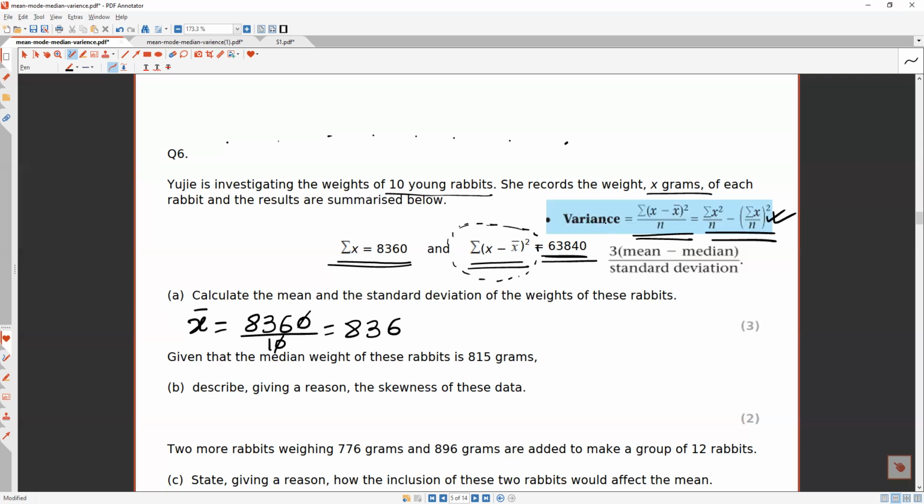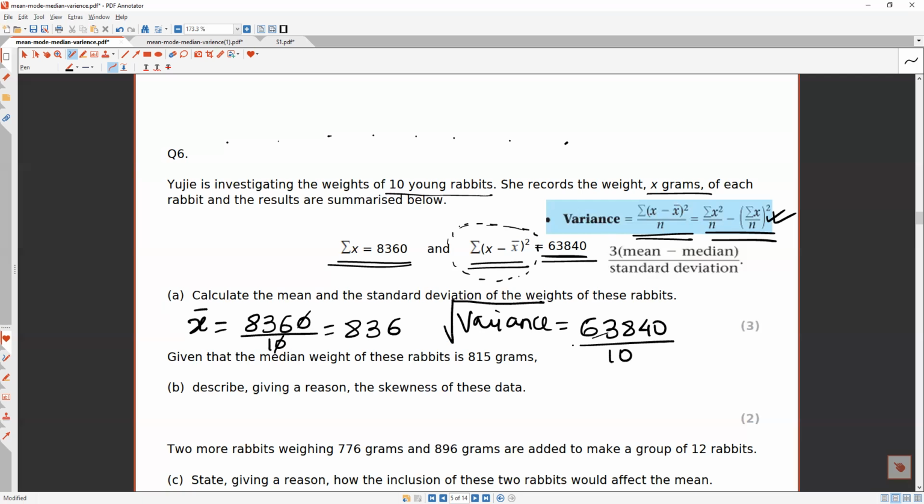Then this is standard deviation. Standard deviation is the root of variance. So let's find variance first. So variance is 63840, because sigma of x minus mean, whole square, divided by n. They are giving me 63840 divided by 10, and I have to root this answer.